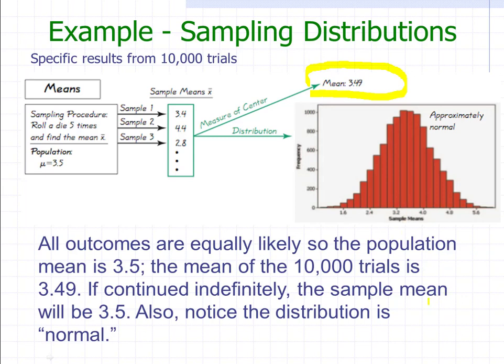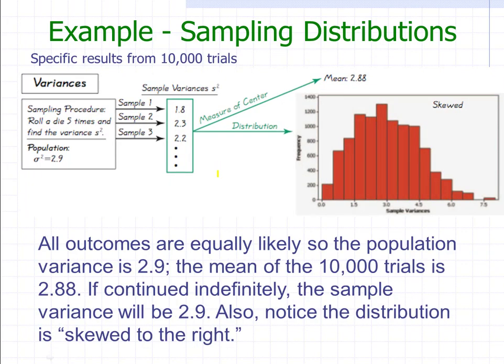So the mean is 3.5. The mean of 10,000 trials is 3.49. If we would go on even more than 10,000 trials, that sample mean would come up to 3.5, and then our distribution is normal, meaning it's bell-shaped, peaked in the middle.